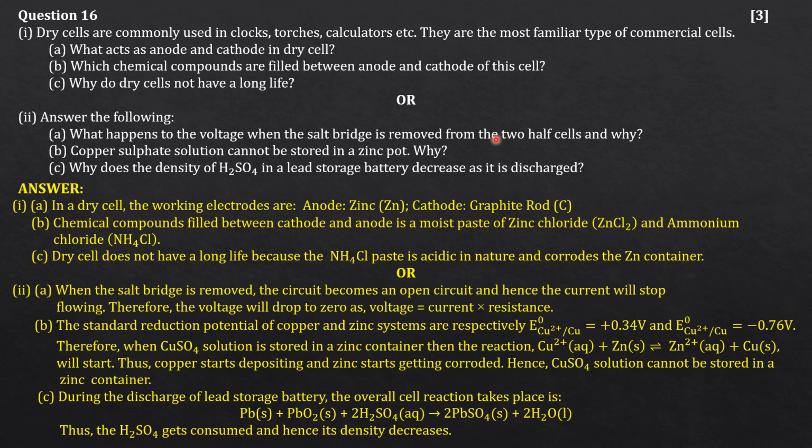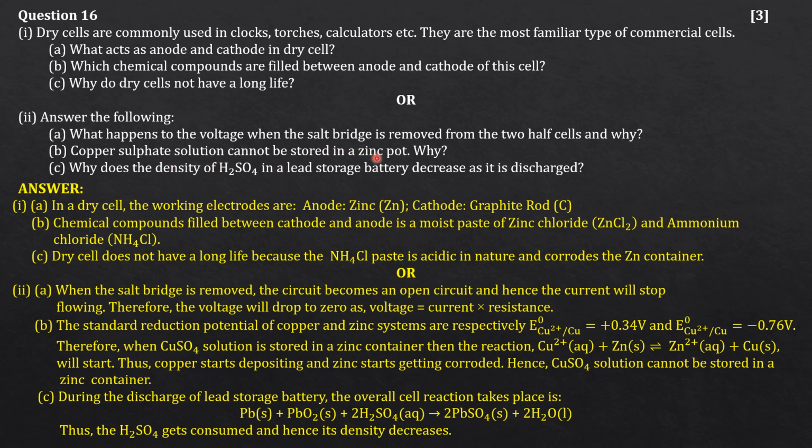But for the alternate question, what happens to the voltage when the salt bridge is removed, they have written directly it will be 0. Why will it be 0? What is the function of the salt bridge? To complete the circuit. So if you remove the salt bridge, the circuit is open. Circuit open means current is 0, and from Ohm's equation you know V equals IR, voltage equals current into resistance. Since current becomes 0, voltage is also 0. That is why voltage is 0.